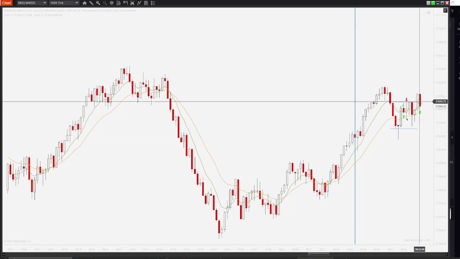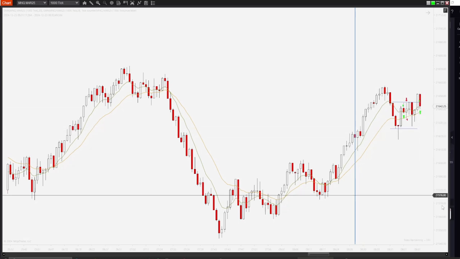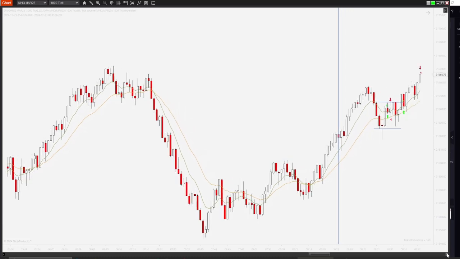I entered on that pullback down to the top of this range, with a stop wider this time, down towards the bottom of the range around 25 points. And had a great trade: 3 strong bars, a pullback bar, and then 2 more bars in my direction.